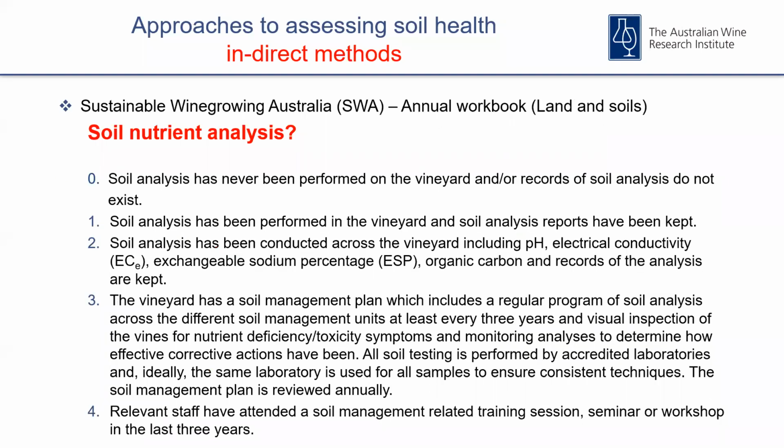So lots of words here, but I just want to say that, under the Sustainable Wine Growing Program, soil nutrient analysis is a self-assessment system to say, where do I sit? Am I a zero, where there's never been any soil analysis performed or any soil analysis records for the property, right up to level 4, where they've done a soil management plan and regular soil analysis, and they've trained their staff on a regular basis. So people are able to self-assess and see where they sit on that spectrum of conducting soil nutrient analysis.